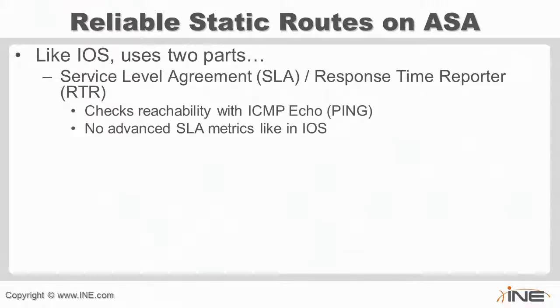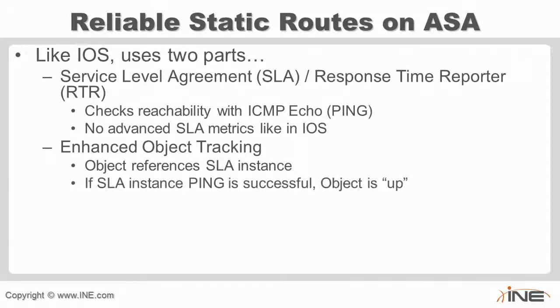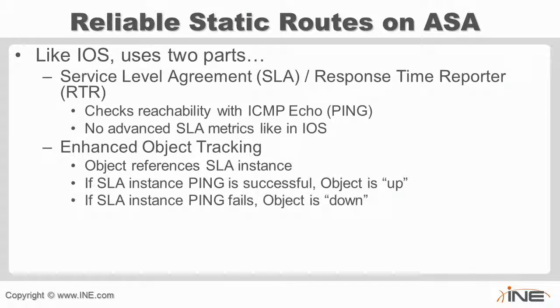Like in IOS, you could do a check based on doing an HTTP GET to your Apache server, or you could do a DNS query to your BIND server and figure out, is BIND actually running and DNS is working. So in ASA, it's very simple. You're basically just going to ping the destination. If you get a response, this is then going to be tied to an enhanced object. And if the ping is successful, we say that the object is up. If the ping fails, the object is considered down.